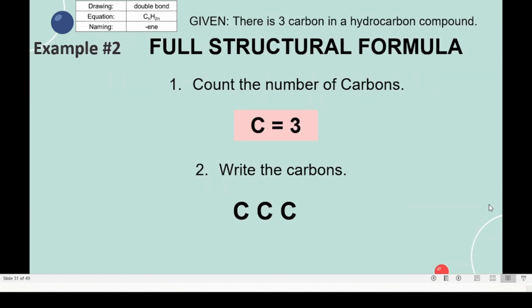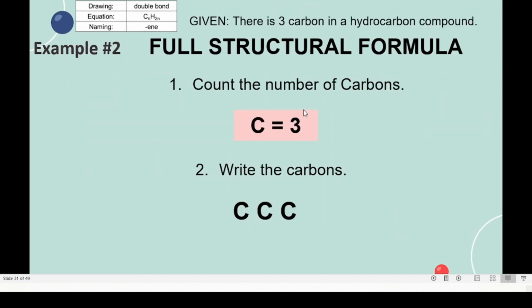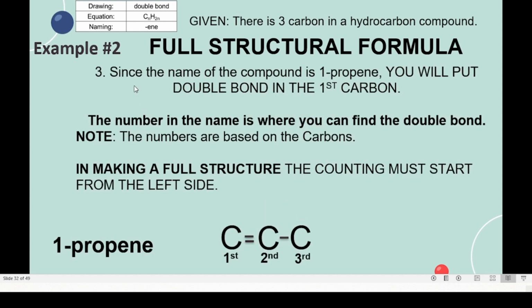Now, let's proceed to the full structural formula. The first thing you need to do is to identify the number of carbons. In getting the full structure, you must get the number of carbons. So the number of carbons here in C3H6 is 3. Therefore, we must proceed to step 2. We must write the carbons. Since there are 3 carbons, therefore we must put 3 letter C's. 1, 2, 3. After that, the third step is, since the name of the compound is 1-propene, you will put a double bond in the first carbon.